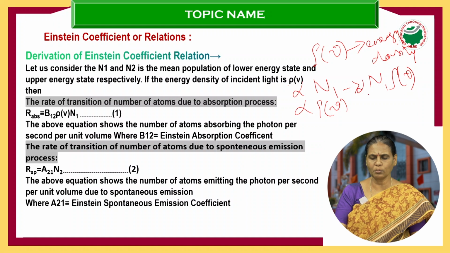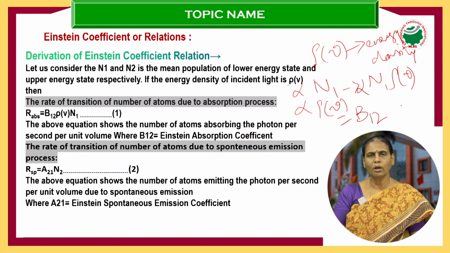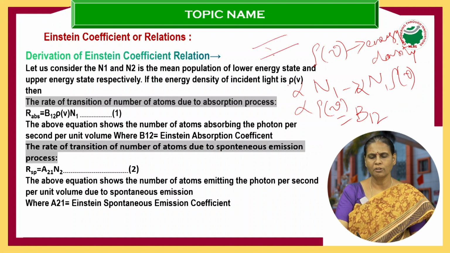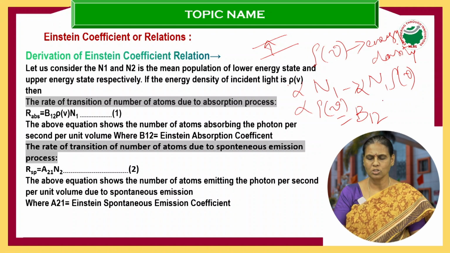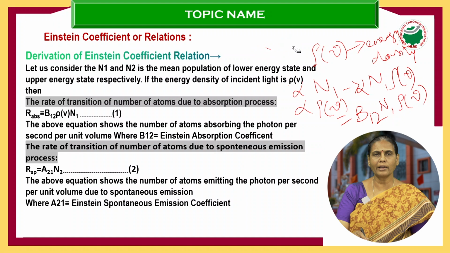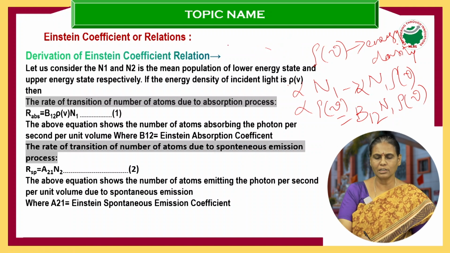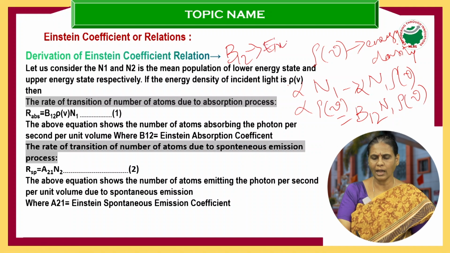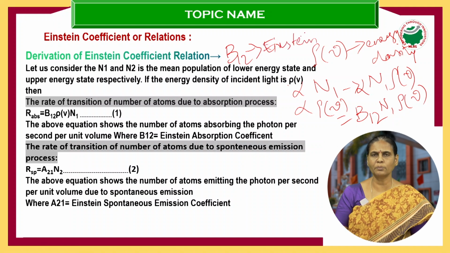So let us remove this proportionality sign and introduce one constant which is represented by B12. We write it as 12 because the transition is taking place from the first level to the second level. So B12 N1 rho of nu. Now what is this B12? B12 is called the Einstein coefficient for the stimulated absorption process.